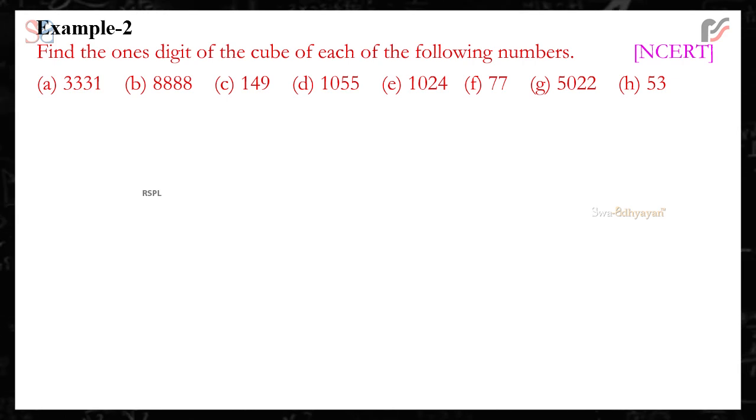Example 2. Find the ones digit of the cube of each of the following numbers. NCERT. A. 3331. B. 8888. C. 149. D. 1055. E. 1024. F. 77. G. 5022. H. 53.